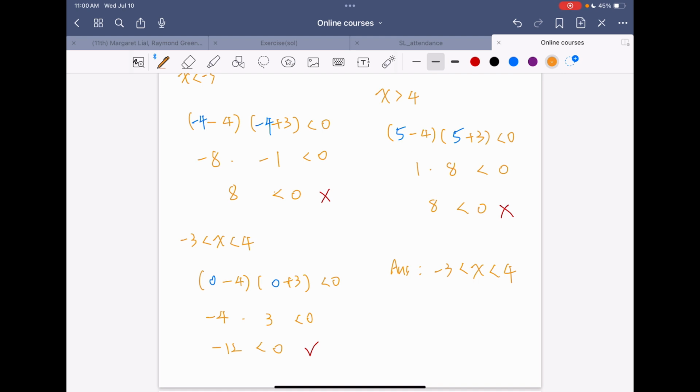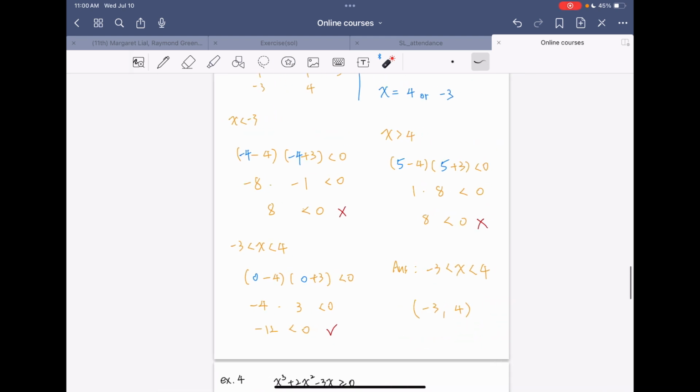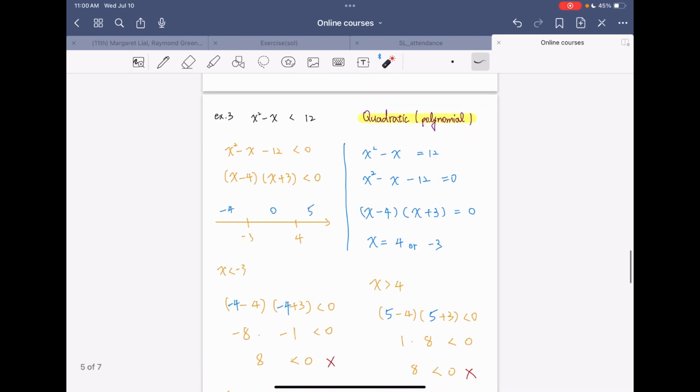And we can also represent this in bracket, minus 3, 4. Okay. This or this, they are the same meaning. Okay, and that's for polynomial. So actually, we just do a really quick review.